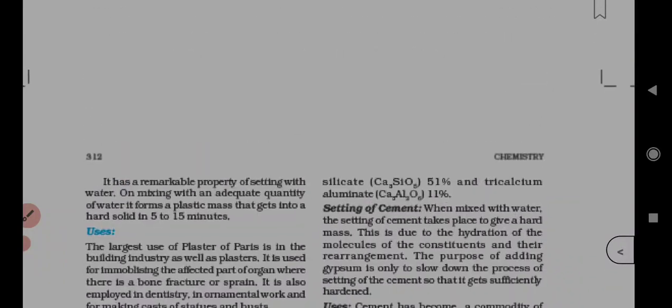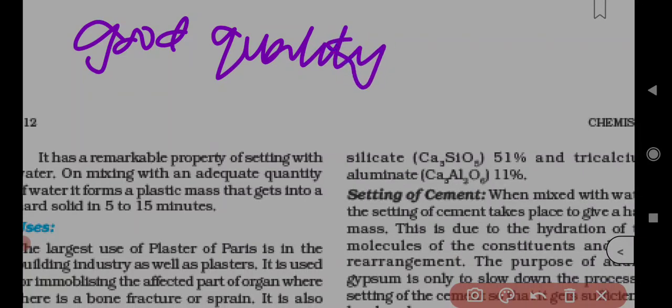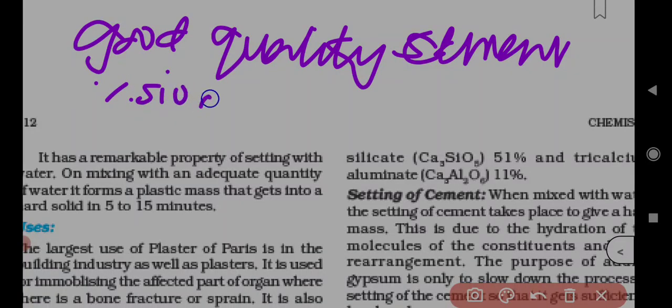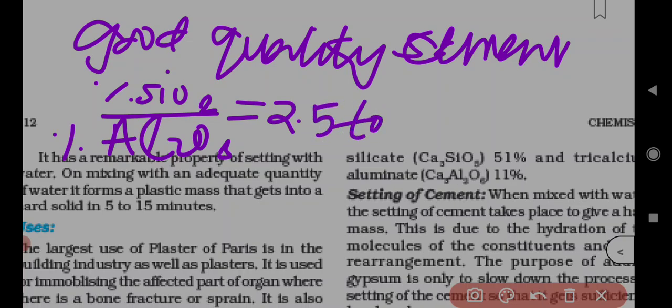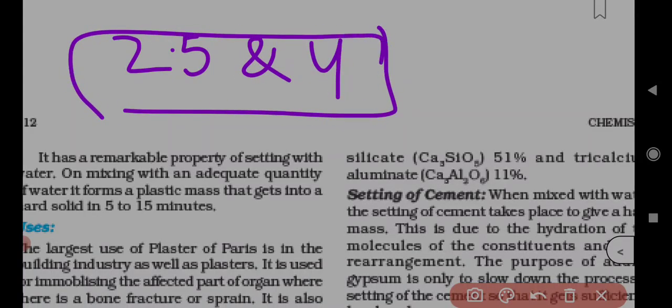तो ये बहुत कंजस्टेड दे दिया है, तो इसको अलग से लिखते हैं। फॉर अ गुड क्वालिटी सीमेंट, सिलिका और एल्यूमिना का रेशियो 2.5 और 4 के बीच में होना चाहिए। तो ये याद रखना, 2.5 to 4.